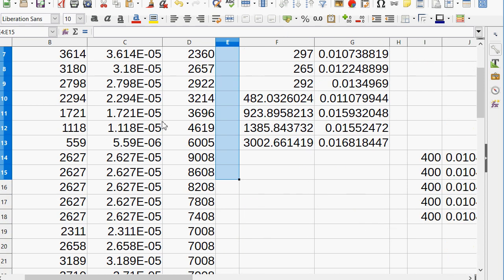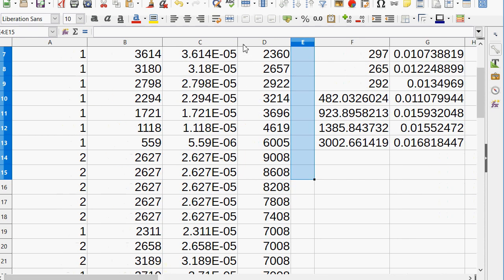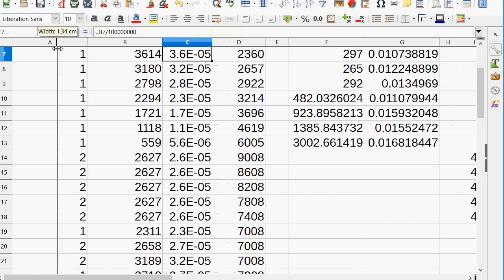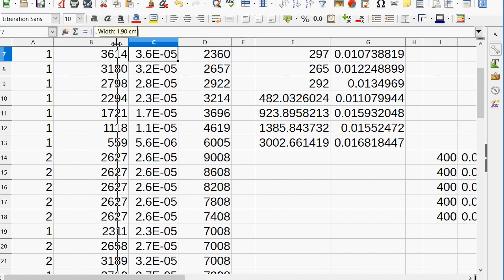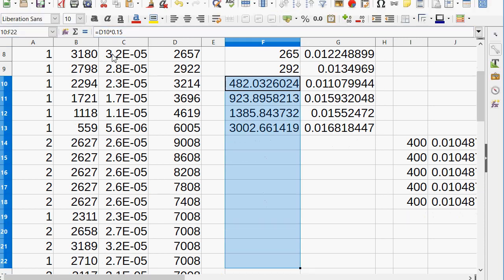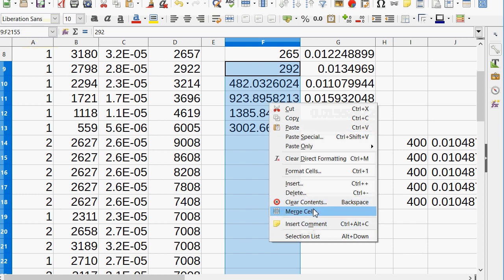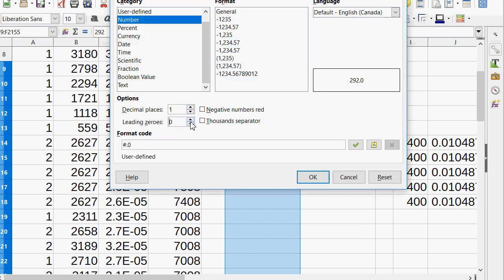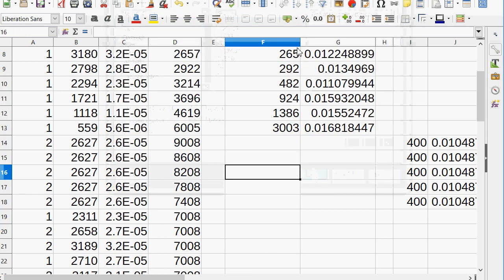And let's make it so that we don't need that. This can be smaller. This can be smaller. This can be smaller. And I could be rounding this too, which I'd rather do. So we'll format these cells and put this into 0 decimals. And then shrink the size.